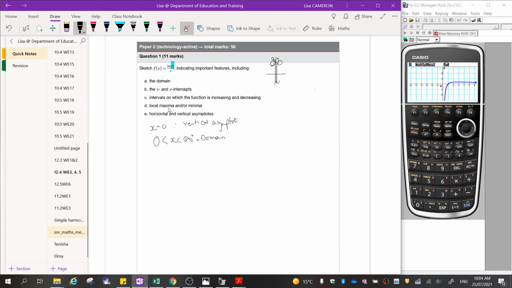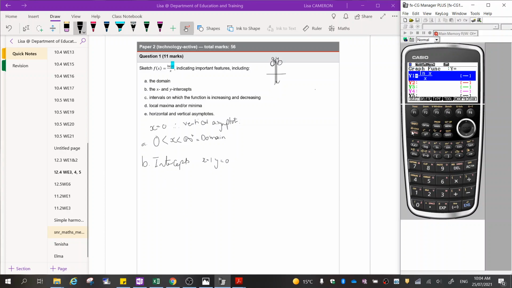Okay, now we're going to look for the intercepts. So that's the x and y intercepts. G-solve, get a root: when x equals 1, y equals 0. G-solve, y-intercept. You don't get one because it's asymptotal at that axis. So there's my intercepts. We've done that.